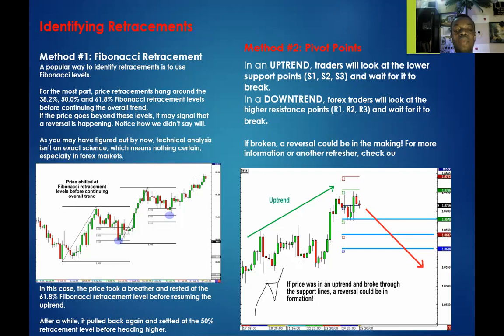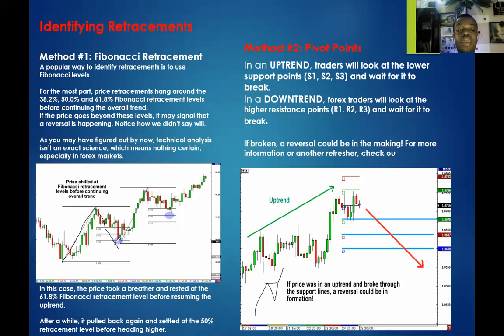In this case, the price took a breather and rested at the 61.8 Fibonacci retracement level before resuming the uptrend. Remember, this is the picture of what we just stated. Remember, the market moves on. As far as the market is within these levels, pulling back to this level, this level, this level, there is a high tendency that the market will resume. But once the market passes here, there is zero or little tendency that the market might resume up. There is a high tendency that the market might change and start moving in the opposite direction.